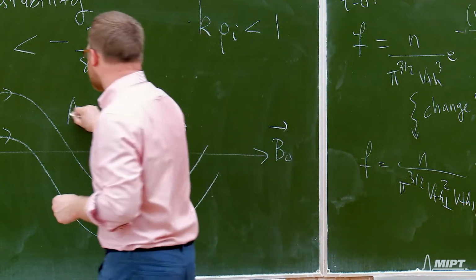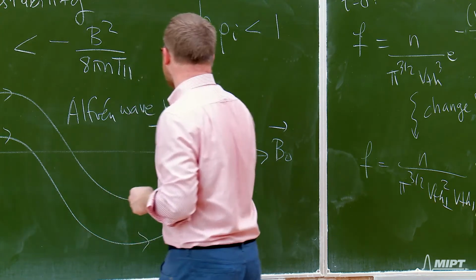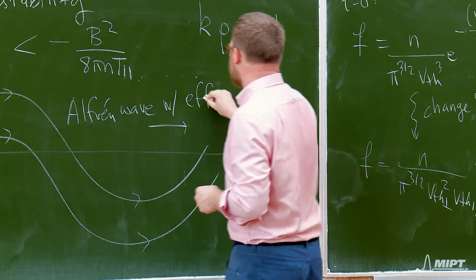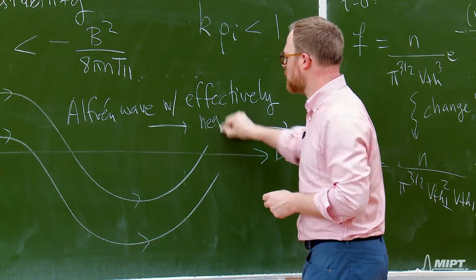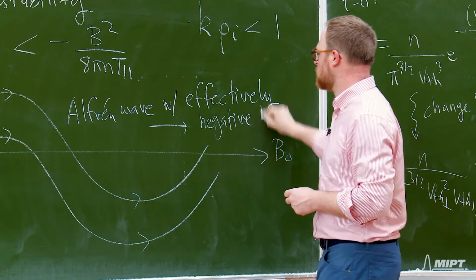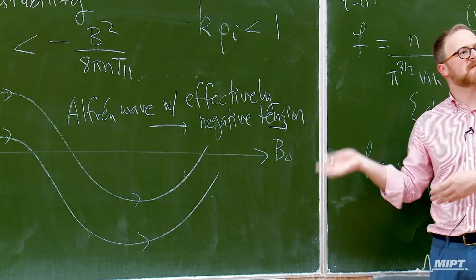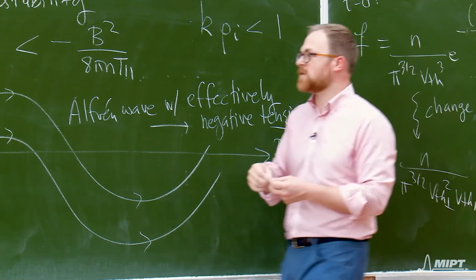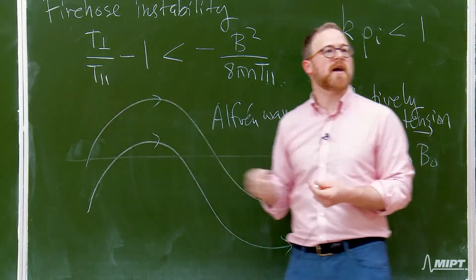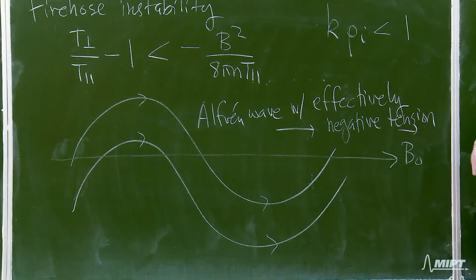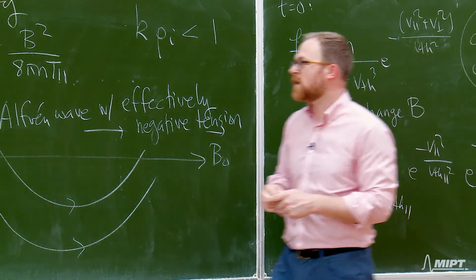So this is an Alfvén wave with an effectively negative tension. So tension field lines are supposed to be restoring. What happens is that there's an extra anisotropy in the pressure, and that anisotropy undermines that restoring tension, and the thing just goes unstable.